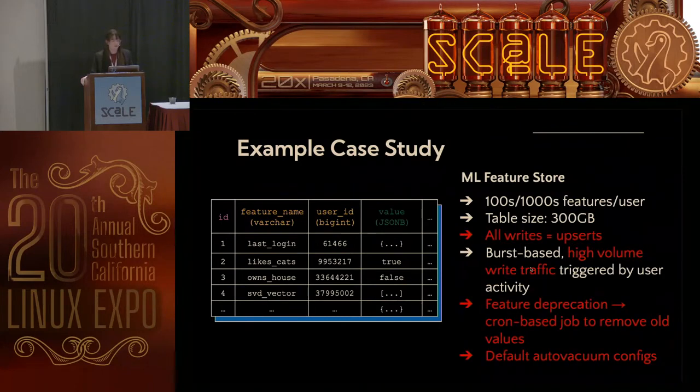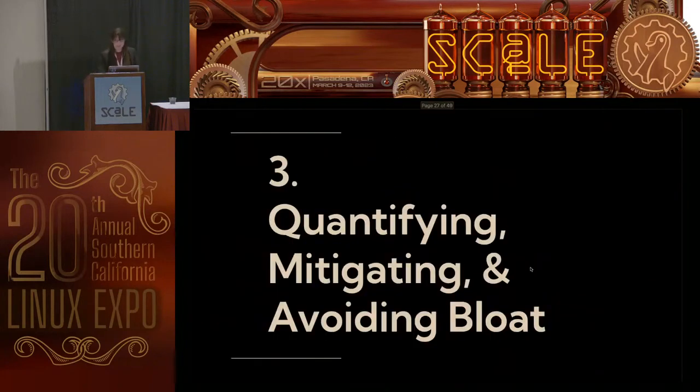The problematic part of this are pretty much the parts in red. You can have this 300 gigabyte table, fine. Hundreds of thousands of features per user, fine. User activity, also fine. It's the combination of all things in red that I would say makes this a problematic workload. It's the feature deprecation using something like a mass delete, not tuning autovac configs to be used to this workload, and also the upsert pattern. The upsert pattern especially can be problematic for a number of reasons, but leading to bloat like this, especially in a high write volume database or table, is going to cause issues.